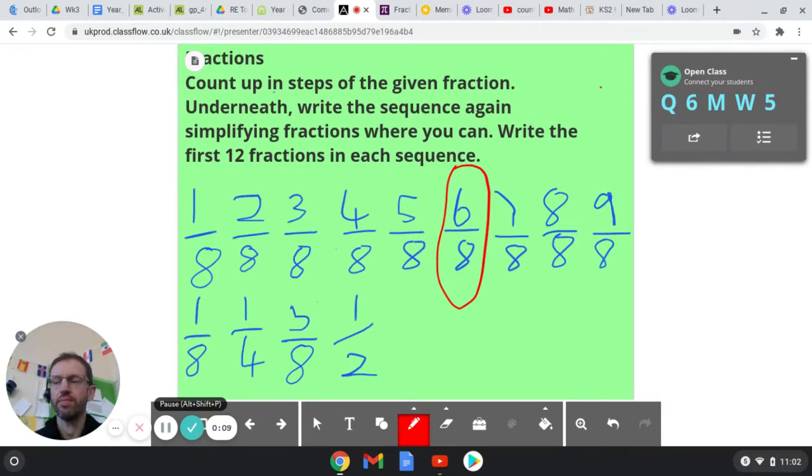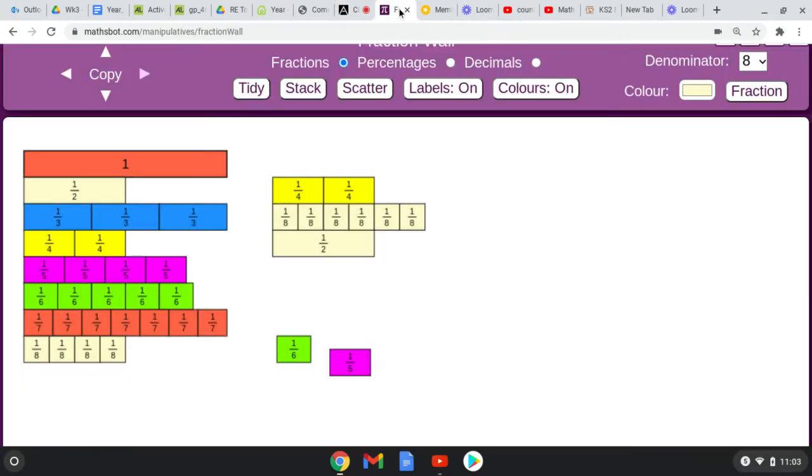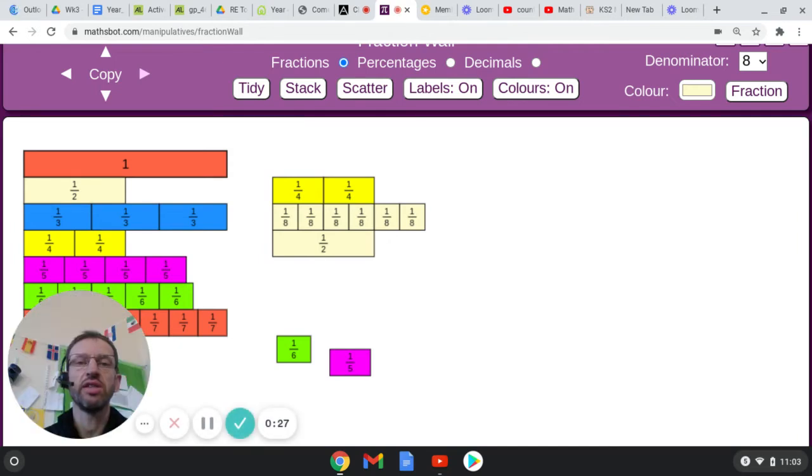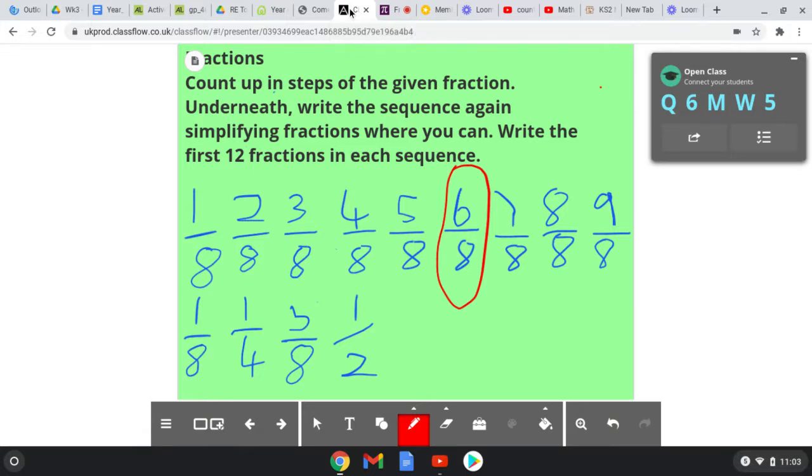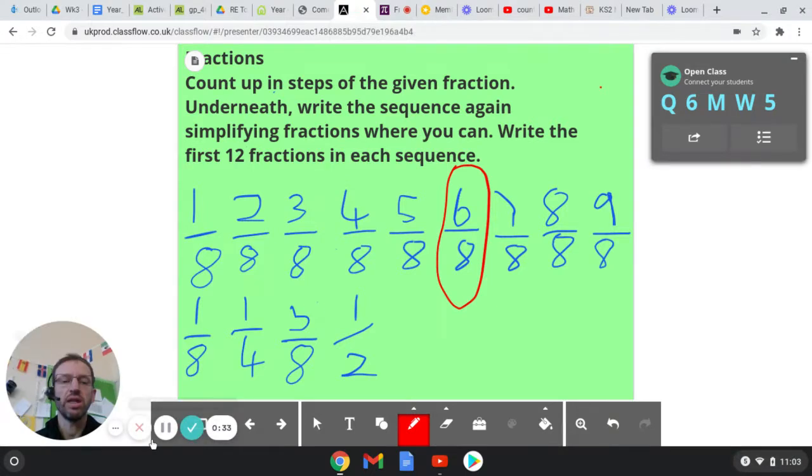So we're still doing the same maths lesson, and we are looking at the number line, and we're writing the sequence of fractions, simplifying where you can. 6/8, we noticed that we could probably simplify using these, but I wanted just to show you the numerical way of simplifying 6/8, which would be to use division.